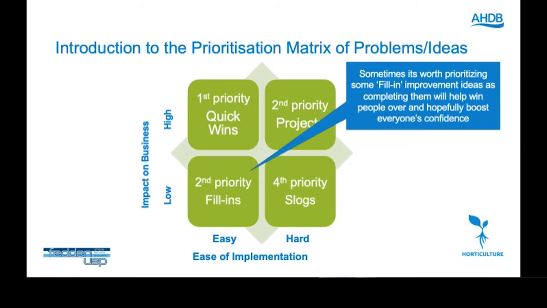And this fourth category, hard to do, low benefit, chances are you'll never get around to doing these. Realistically, you've only got so much resource. Going back to what we were talking about earlier, it's difficult enough to get enough resource to do the task, let alone do improvements. So when you do get some time to do improvements, you want to be focusing on these quick wins.